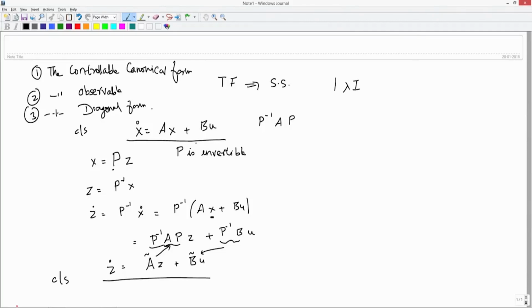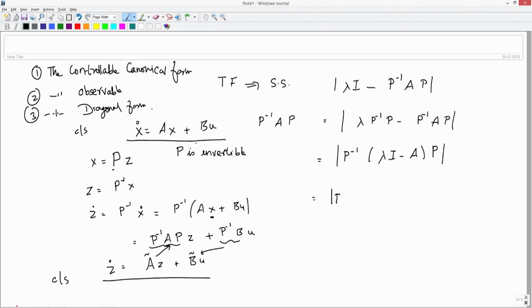So, if I write down the characteristic equation for the system in the z coordinates, I will have determinant of lambda I minus P inverse AP. I can write this as lambda times P inverse P minus P inverse AP, just multiplying by P and its inverse. So, this will be P inverse times lambda I minus A, where I is the identity matrix, times P. And just using some basic properties of matrices, the determinants just come out like this: determinant of lambda I minus A times determinant of P.